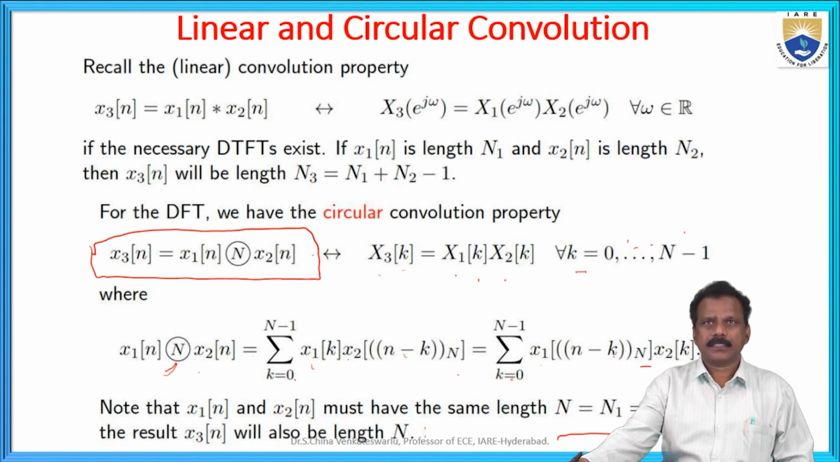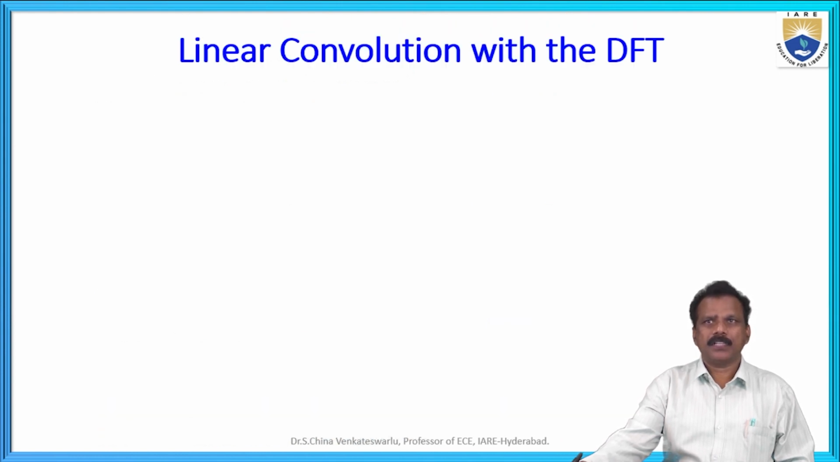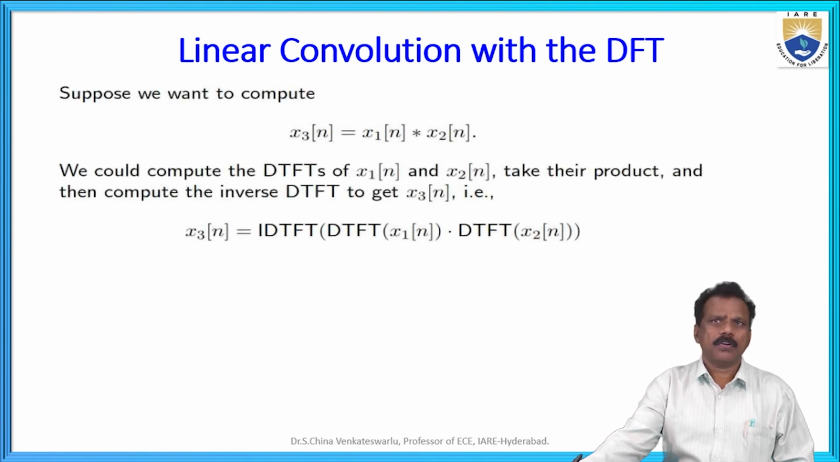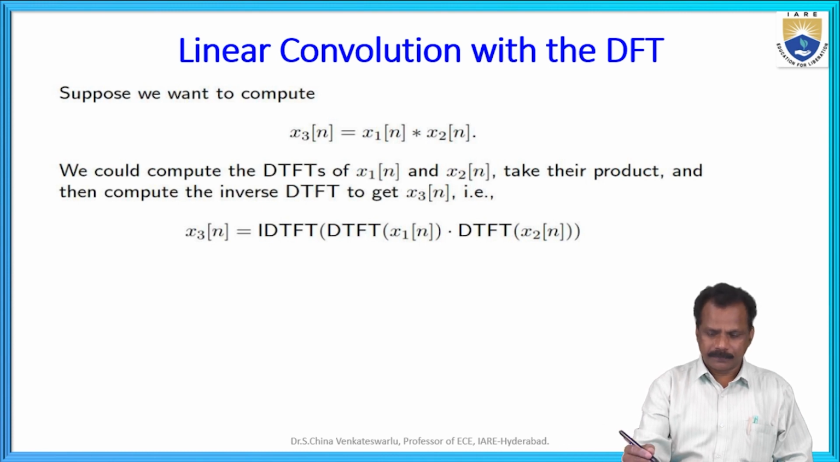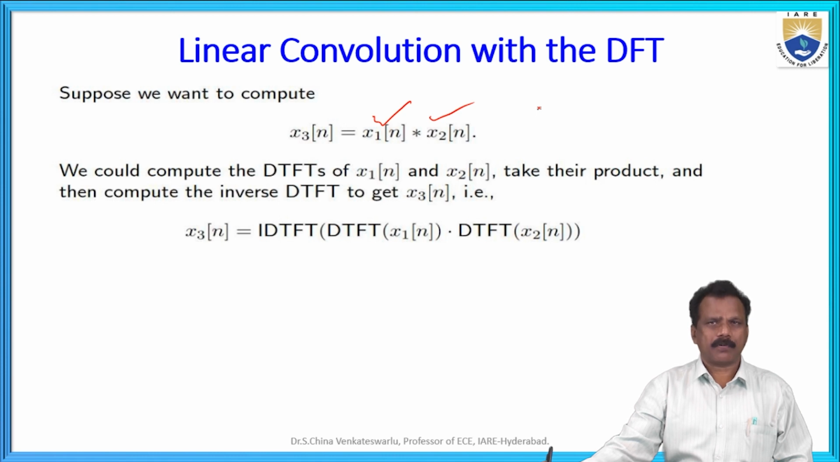Okay, like this we have to recollect the linear convolution property, the linear convolution with the DFT, the discrete Fourier transform. Suppose we want to compute x3 of n equal to x1 of n convolved with x2 of n. We would compute the discrete Fourier transforms of x1 of n and x2 of n, take their product, and then compute the inverse discrete Fourier transform to get x3 of n.